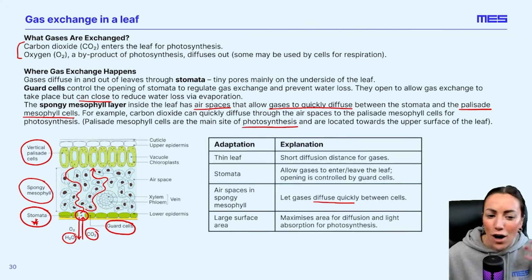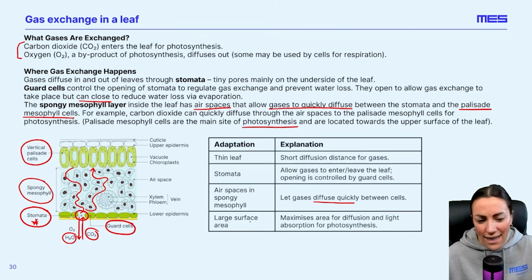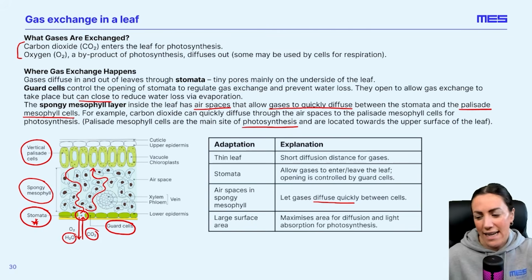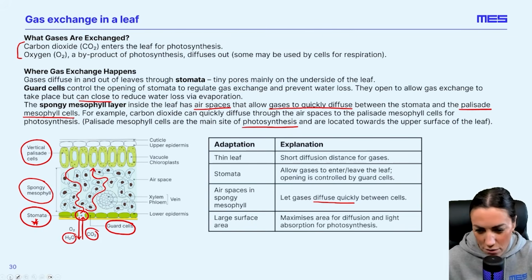For example, if you've got a large surface area, you're going to have a larger bottom surface with more stomata, more gas exchange. But also having a large surface area does increase light absorption. So we need to mention that as well. Light is needed for photosynthesis, and the wider, flatter, bigger the surface area of the leaf, the more light can be absorbed by chlorophyll to increase the rate of photosynthesis and increase the production of glucose.